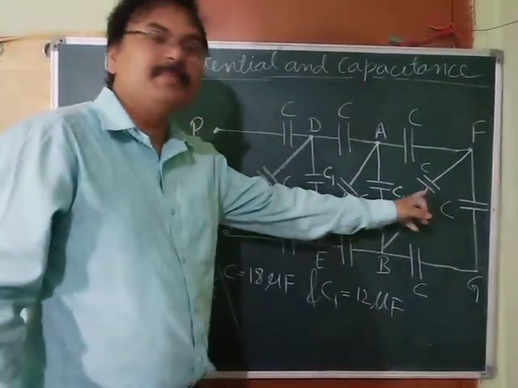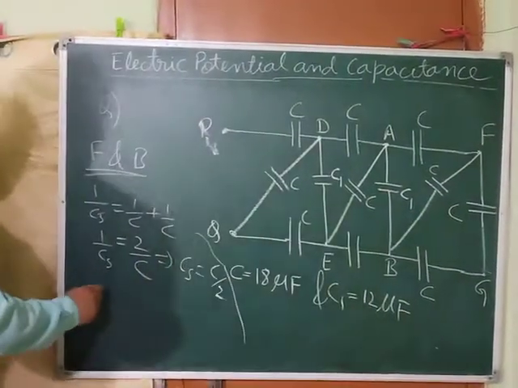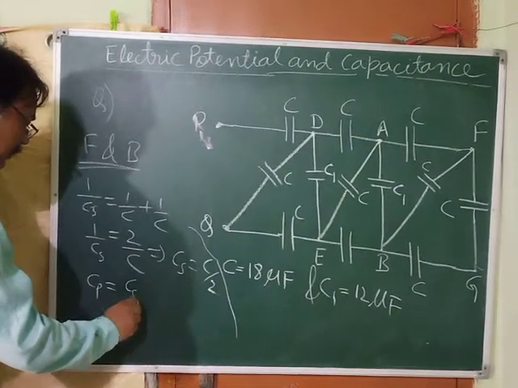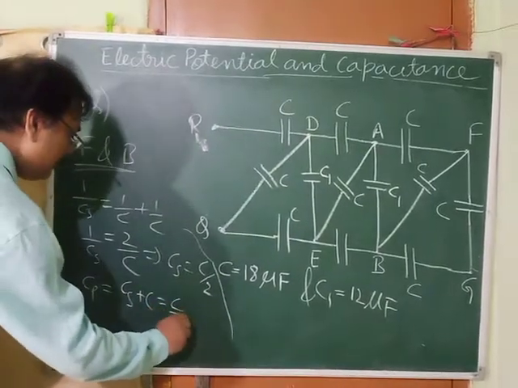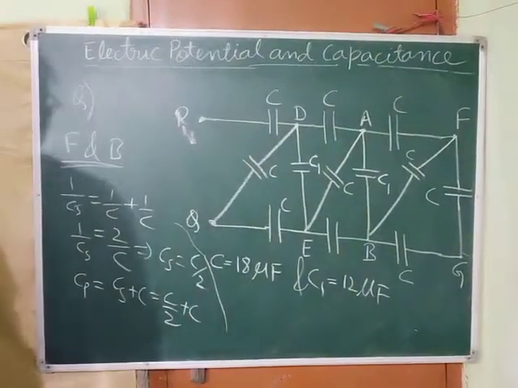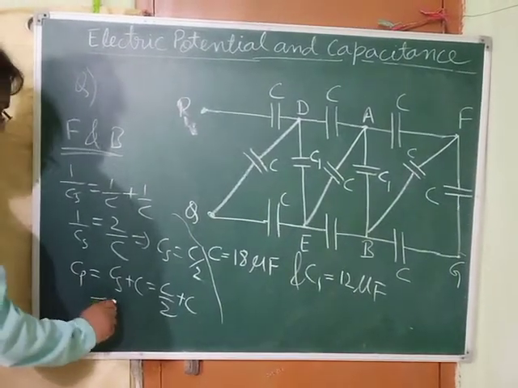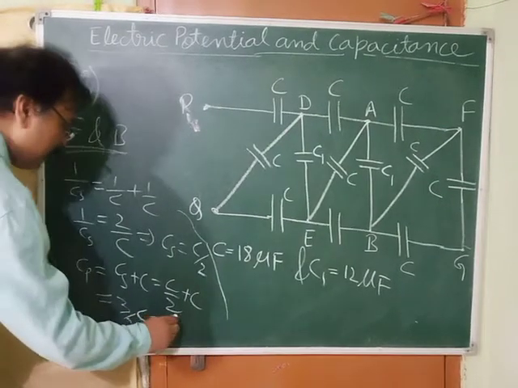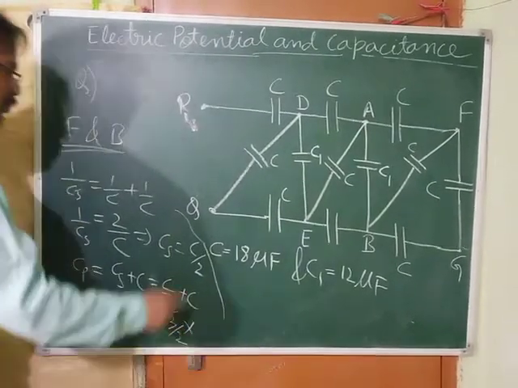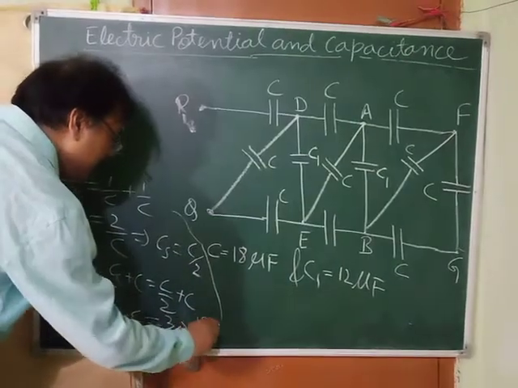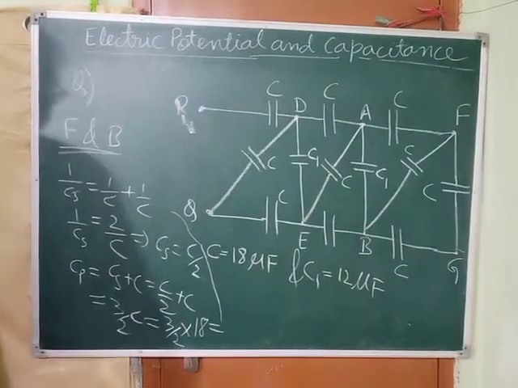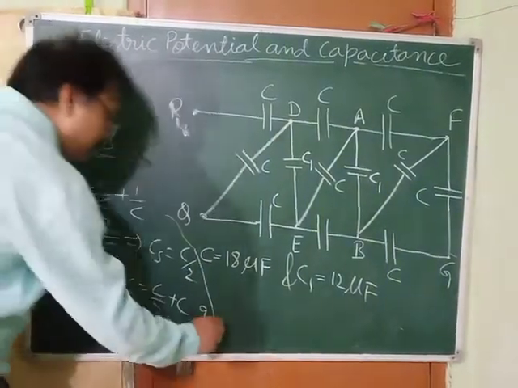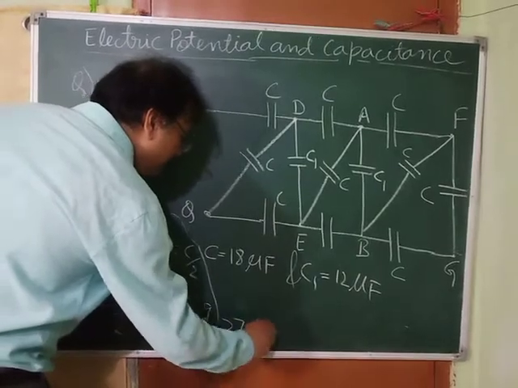And then we have to add this because this is in parallel. So CP is how much? This is CS plus C, that is C by 2 plus C. So C by 2 plus C is how much? That is 3 by 2 C. And when we are talking 3 by 2 C, what is the value of C? C is 18. So we'll get how much? You can just divide by 9, 9 times 3 is 27. You will get 27 microfarad.